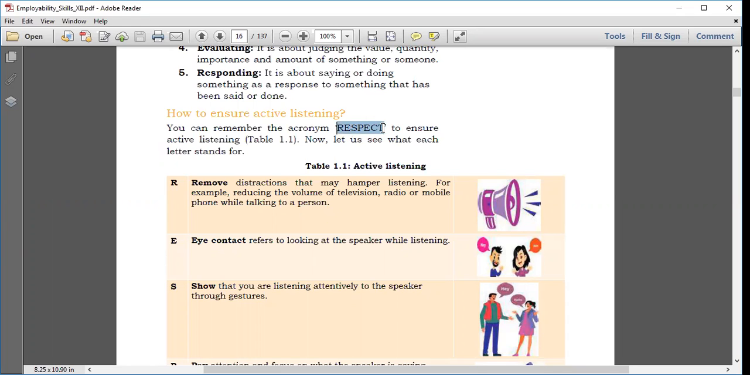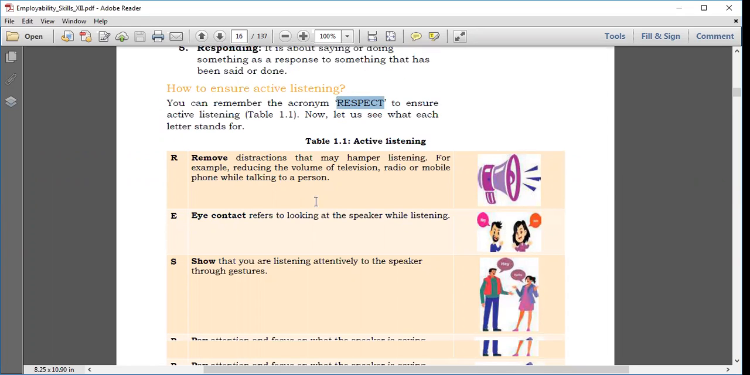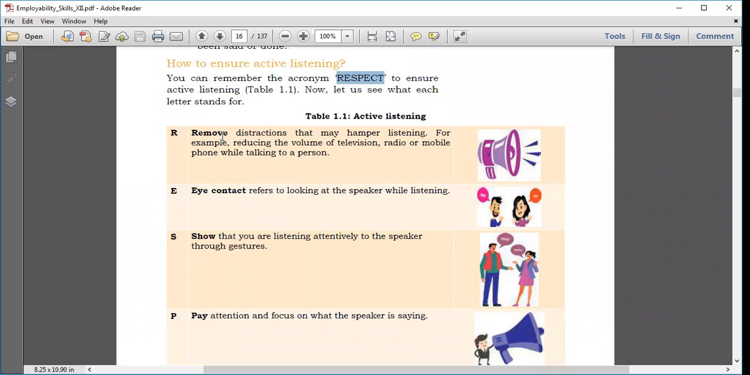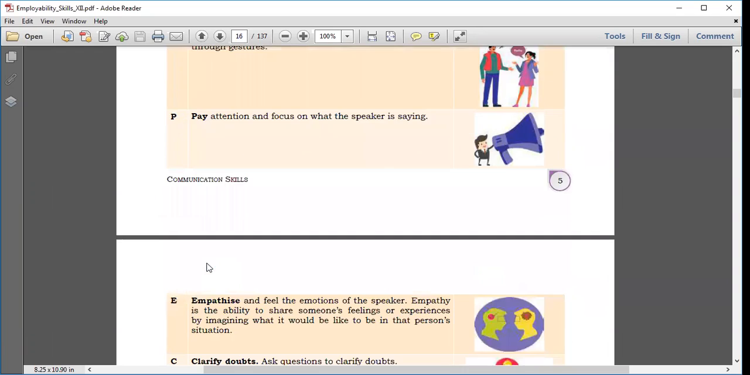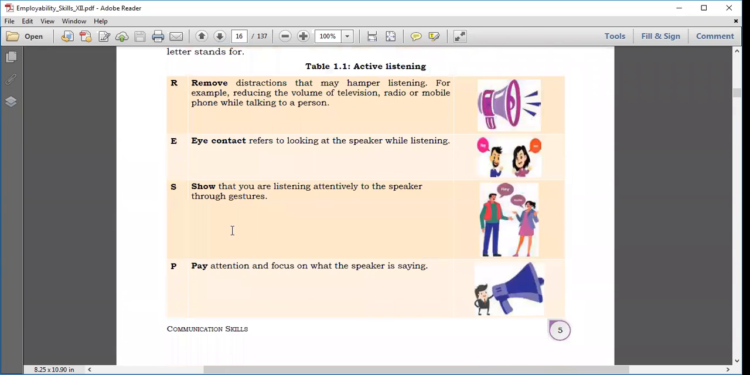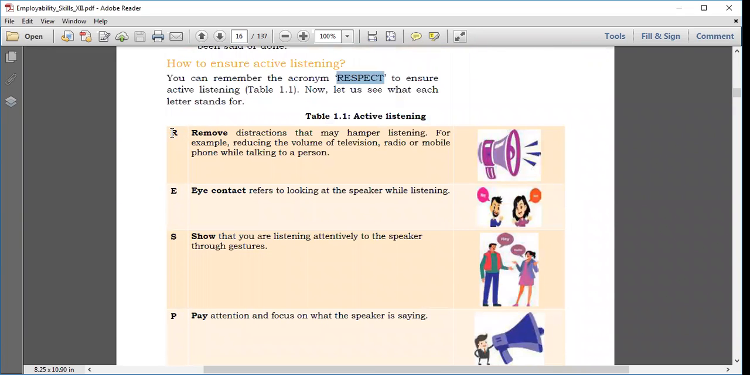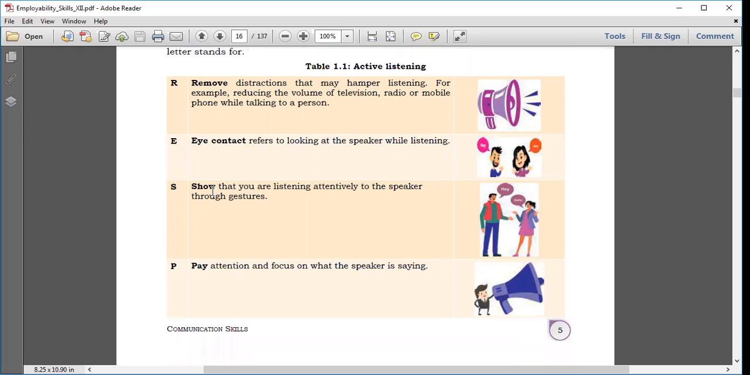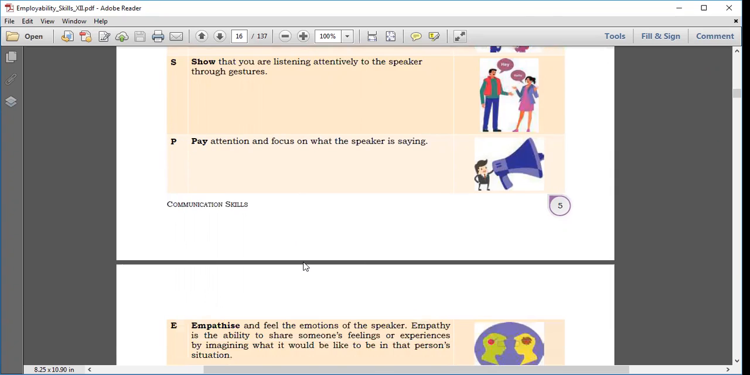RESPECT is the acronym listed here. R for remove, E for eye contact, S for show, P for pay. Likewise, R: remove all distractions. E: maintain eye contact. S: show that you are listening attentively, right? The speaker's gestures you are getting. P: pay attention and focus on the listening.